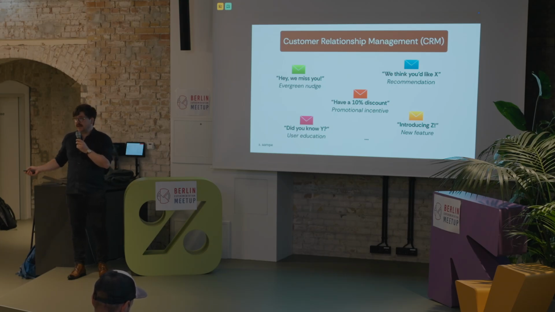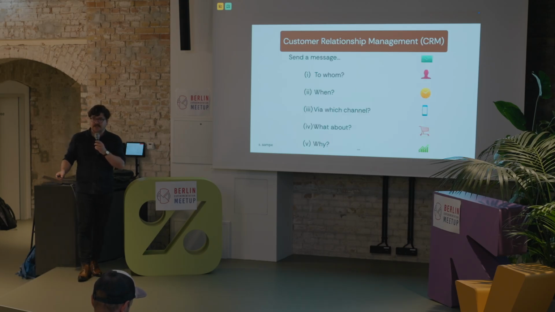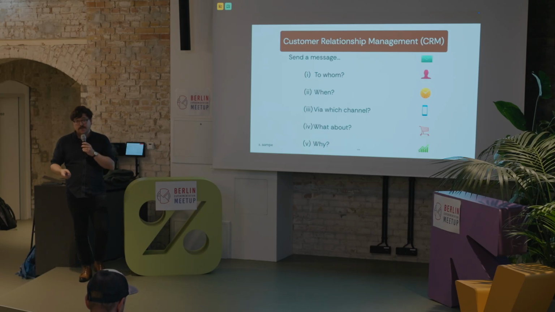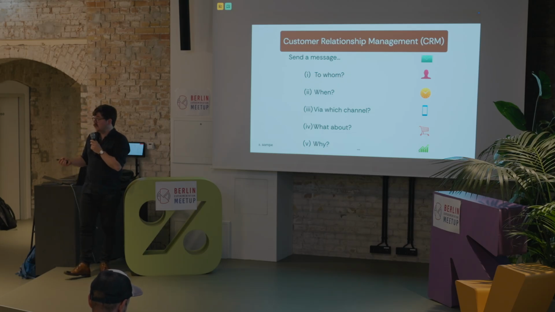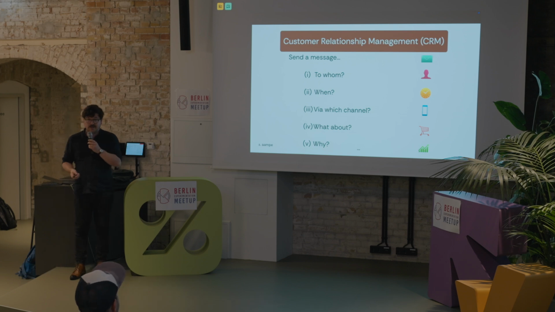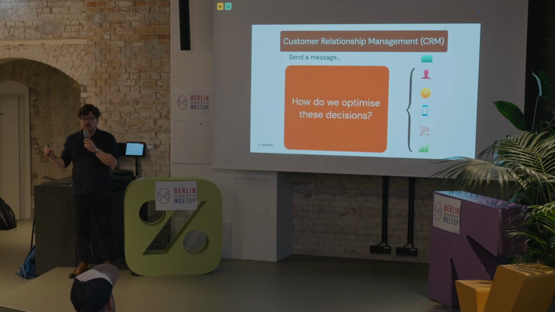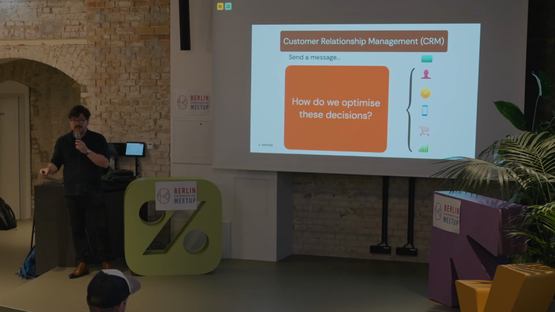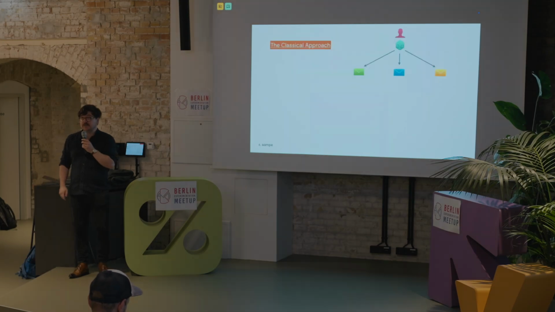When you do that, it's not just about sending a single message. You have to make so many decisions about how you're going to do that. Which message do you want to send? Who are you going to send those messages to? When are you going to send it? Via which channel? What's going to be your copywriting? Why do you actually want to send those messages? The focus here is about how we want to optimize these decisions, because that's not always an easy task. But we're not the first ones to think about this.